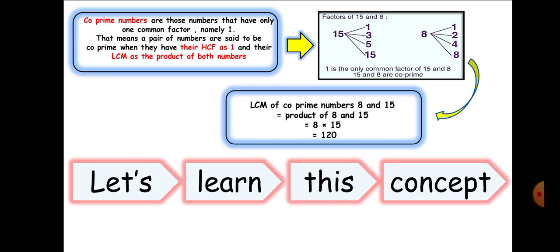and whenever you take the LCM of them, you always get the product of both numbers. For example, the factors of 15 and 8. The factors of 15 are 1, 3, 5 and 15, and the factors of 8 are 1, 2, 4 and 8. So only 1 is the common factor of 15 and 8. If I take the LCM of the co-prime numbers 8 and 15, the product of 8 and 15 is 120. So let's learn this concept very carefully, and see more examples.